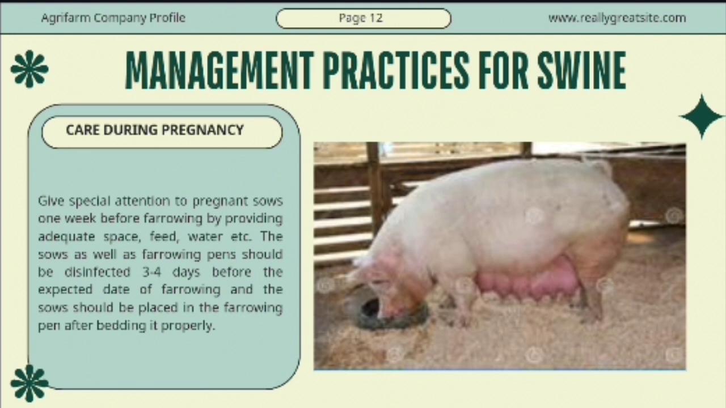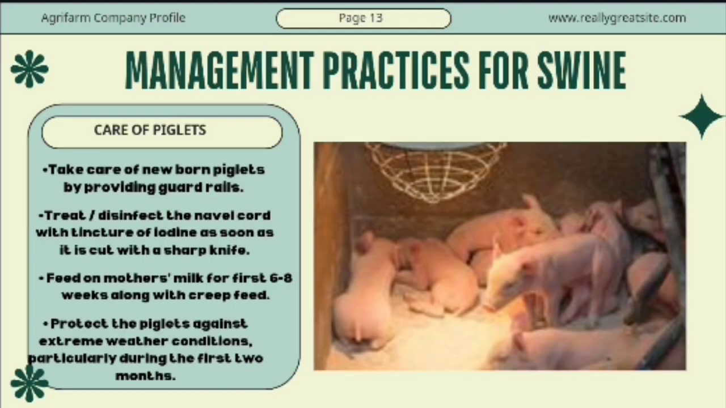So let's proceed to taking care of piglets. Take care of newborn piglets by providing guardrails. Treat or disinfect the navel cord with a tincture of iodine as soon as it is cut with a sharp knife. Feed on mother's milk for 6 to 8 weeks along with a creep feed.